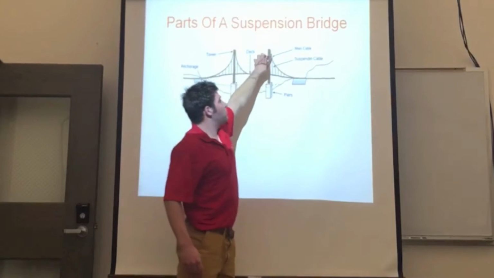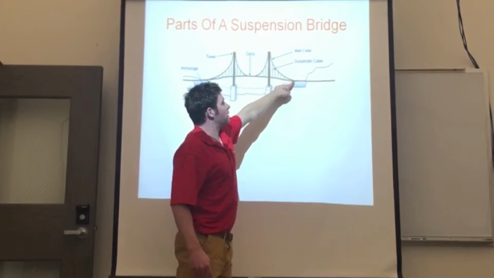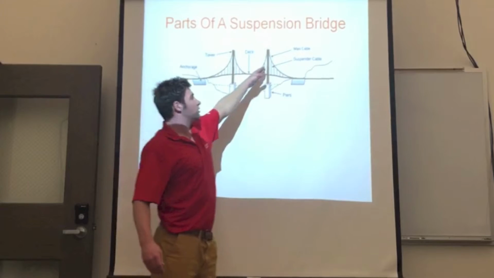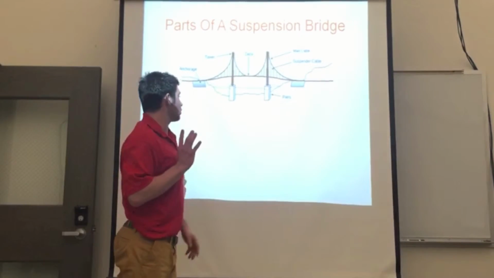And then you have your main cable, which is the big cable that connects to the tower and runs down to the deck right here. And then you have your suspender cables, which distribute the weight and keep the main cable strong.